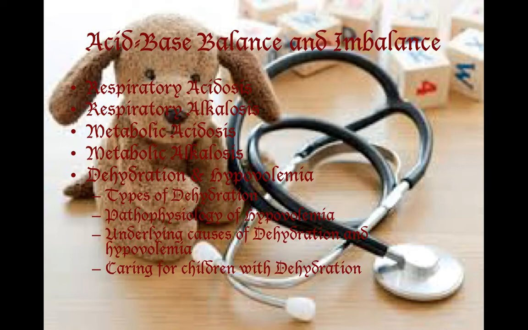Acid-base imbalances are common in children and fall into 4 categories: respiratory acidosis, respiratory alkalosis, metabolic acidosis, and metabolic alkalosis. We will first look at respiratory acidosis. This can be caused by any condition that decreases a child's respiratory effort. Slowed or shallow respirations will result in a buildup of carbon dioxide, which combined with water forms carbonic acid and leads to acidosis, a decreased pH, and an increased PCO2.